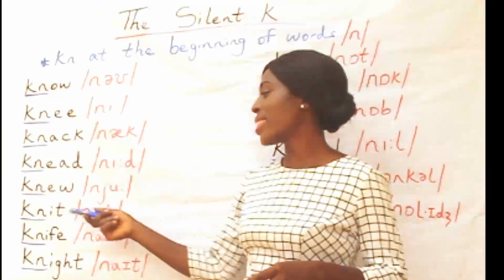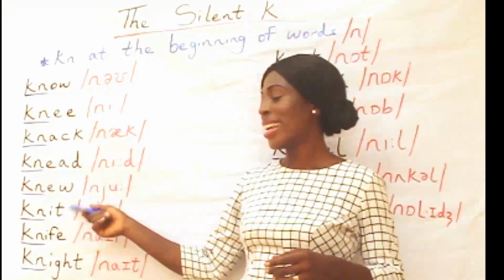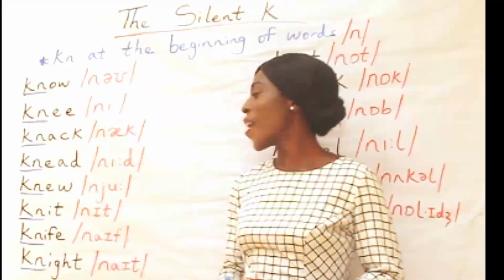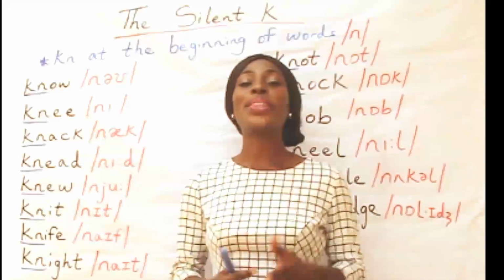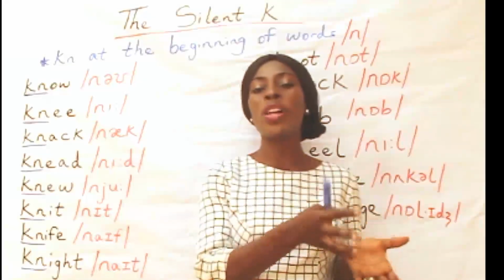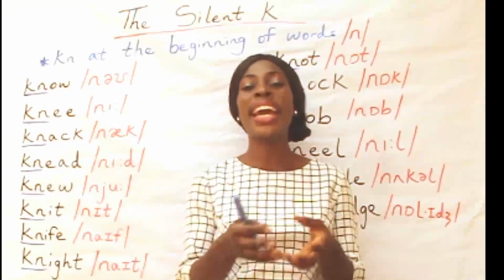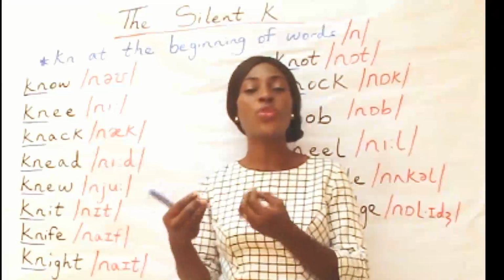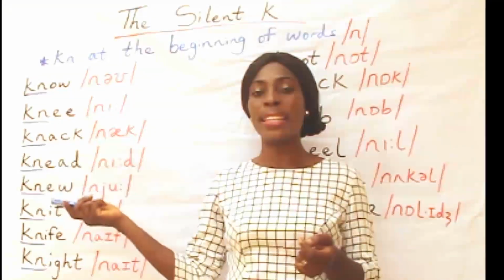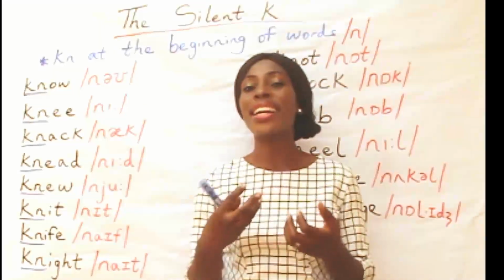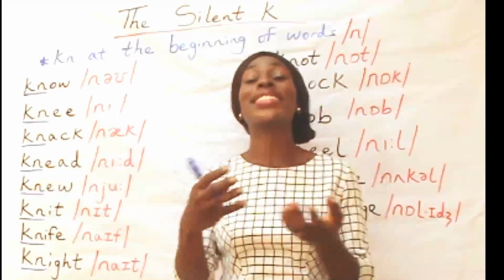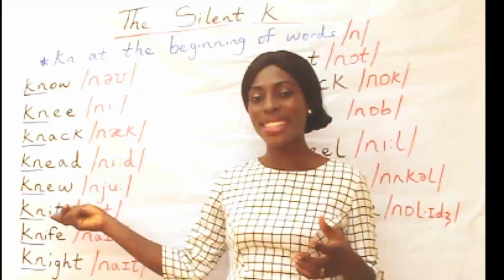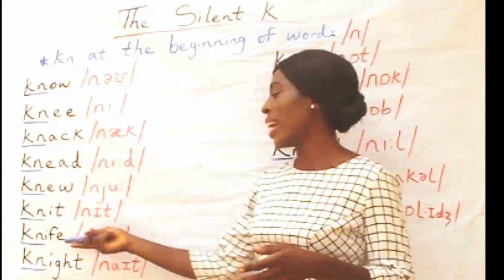Now the next word we have is knit. Not k-nit. It is wrong because the K is silent. So the word is knit. Knit means to make clothes from woolen or cotton thread using needles or machine. When you're making clothes from woolen or cotton thread using your needle or machine, you're knitting. I knitted this cardigan myself. She knitted the baby's clothes. Knits.